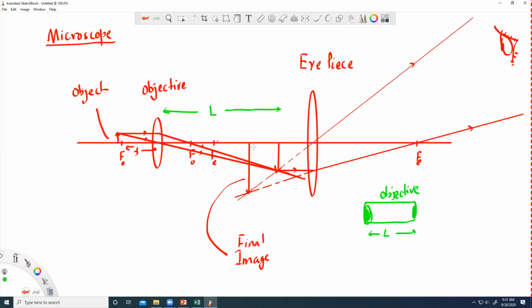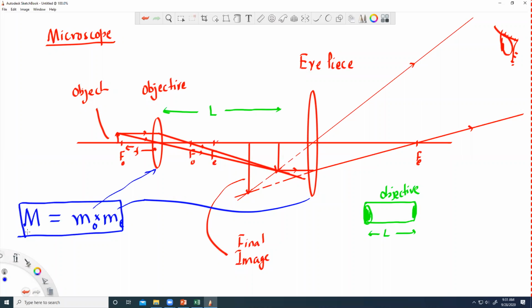Now, what's the magnification of this microscope? We need to find the magnification. When we find the magnification of a combined system with two lenses, we find it as the product of the magnification due to the objective, which is M O, and the magnification due to the eyepiece, which is M E. So the product gives you the total magnification. So what's that magnification?